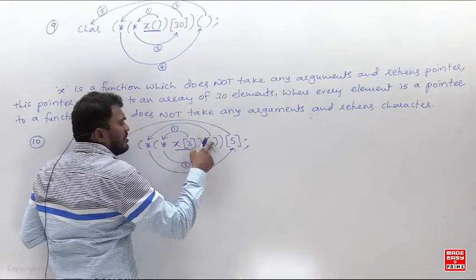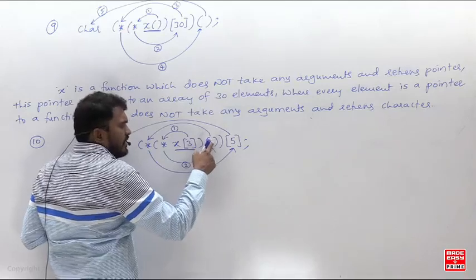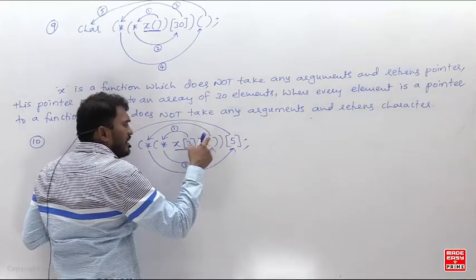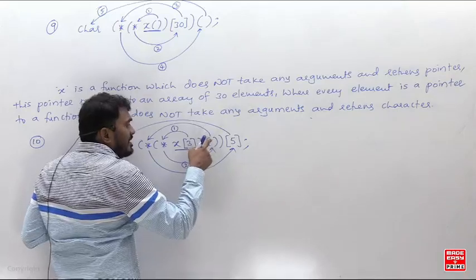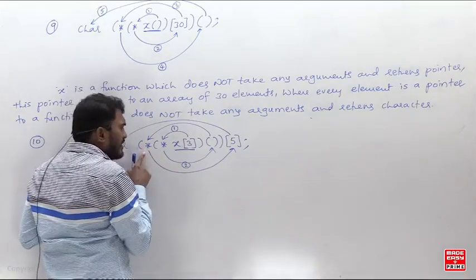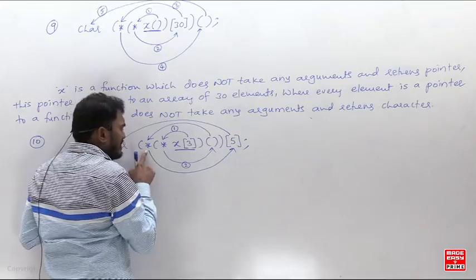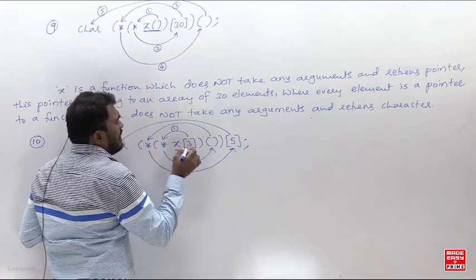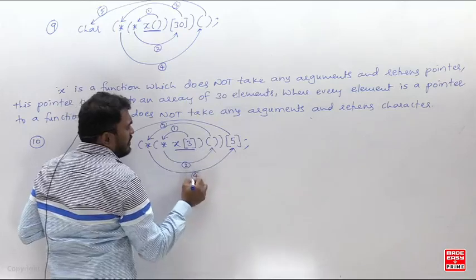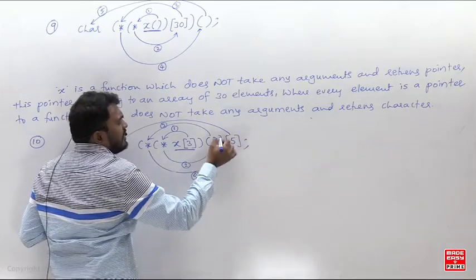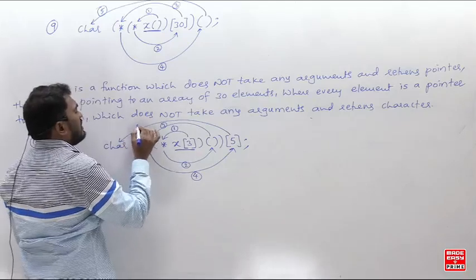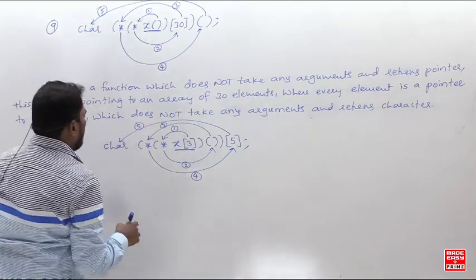When you say it's a pointer to function, is it taking an argument? No, it is not taking an argument. Is it returning anything? Yes, returning what? Pointer. And when you say it's returning a pointer, is this pointer pointing to anyone? Yes, this pointer is pointing to an array of 5 elements, and where every element is what? Character. Every element is a character. So you have to read like this.